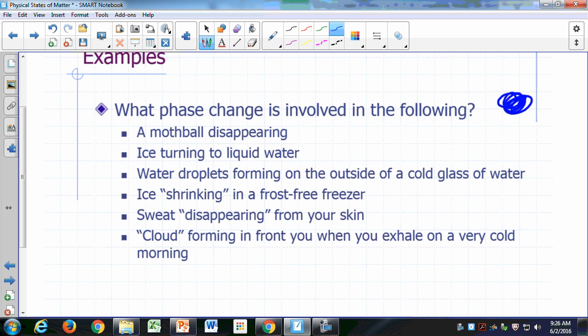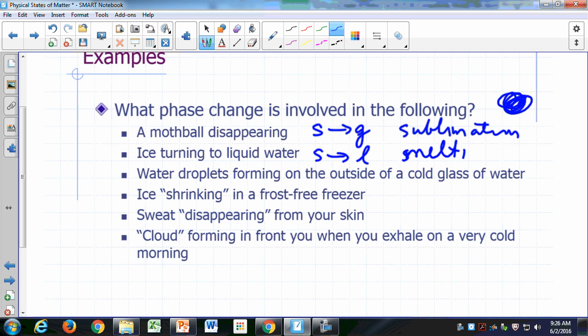No. The reason you can smell it is it's turning into a gas. So this is a solid directly turning into a gas. That's sublimation. Ice turning into liquid water. That's solid to liquid. That is melting or fusion.